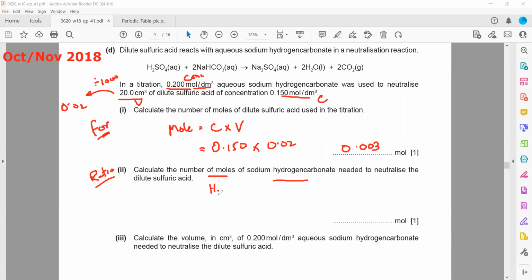We have sulfuric acid, H2SO4, and we need sodium hydrogen carbonate, NaHCO3. The mole ratio according to the equation is 1:2. So the simplest mole ratio is 1:2. So if we have 0.003, then this will be X. Cross multiply. So when we cross multiply, 0.006 moles will be there for sodium hydrogen carbonate.